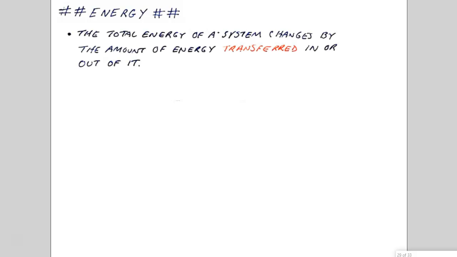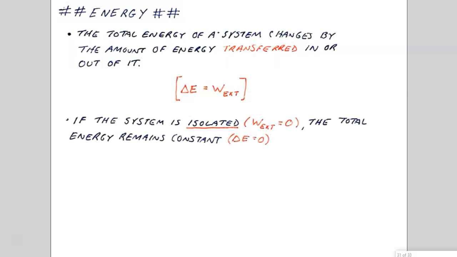So how does energy transfer affect the system? The total energy of a system changes by the amount of energy that's transferred in or out of it. If positive work is done by an external force, it's going to add energy to the system. Negative work is going to remove it. If the system is isolated and there's no external work done, the total energy remains constant, so the change in energy is zero. So there's no transfer of energy between the system and the environment.